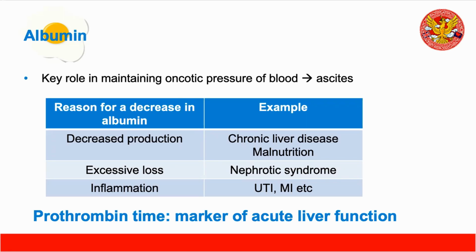And you can also have a decrease in albumin in cases of inflammation. So you have positive acute phase proteins such as CRP and lactate, which tend to increase when you have inflammation. In the same way, you have negative acute phase proteins. These proteins decrease when you have inflammation. Albumin's one of them. Obviously, it's not the best test for when you suspect inflammation, because inflammation can be caused by a variety of things, such as a UTI, as well as a myocardial infarction.